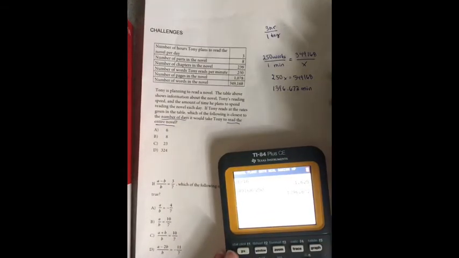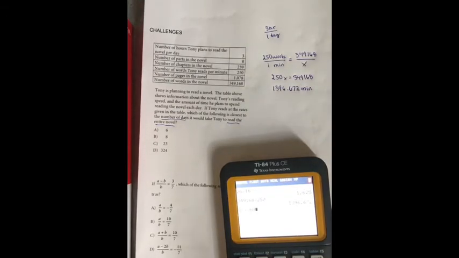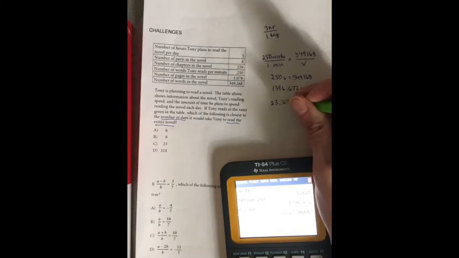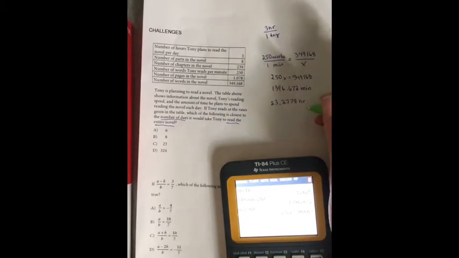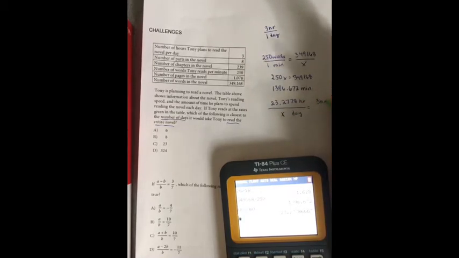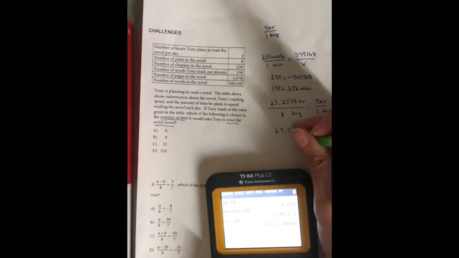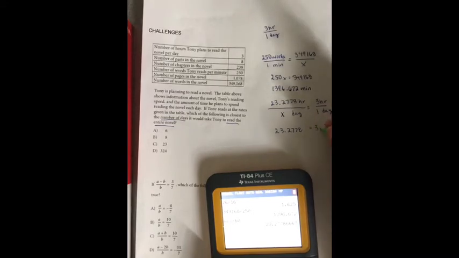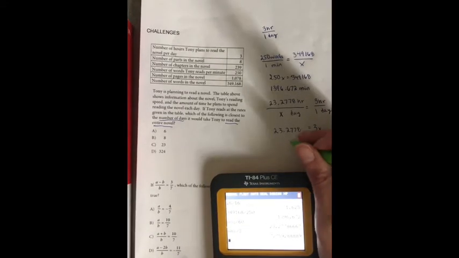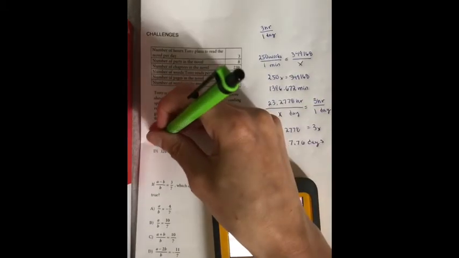So this is how many minutes. We need to figure out how many hours that is. So this is minutes. There's 60 minutes in every hour. So we need to divide by 60. So that's 23.2778 hours. Okay, and we need to figure out how many days that is going to be, because we know she reads 3 hours per 1 day. And now we cross multiply again, and then divide. So that's going to be 7.76 days. All right, so she will need 8 days to read that novel.